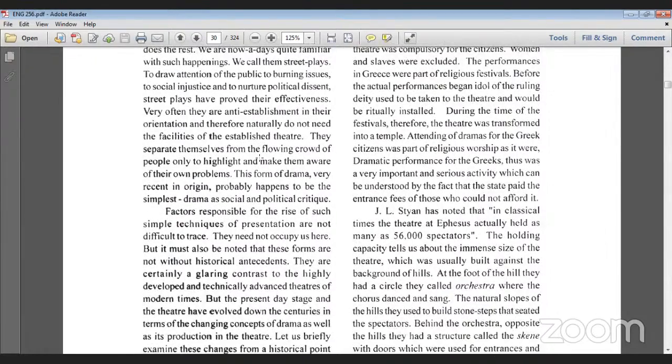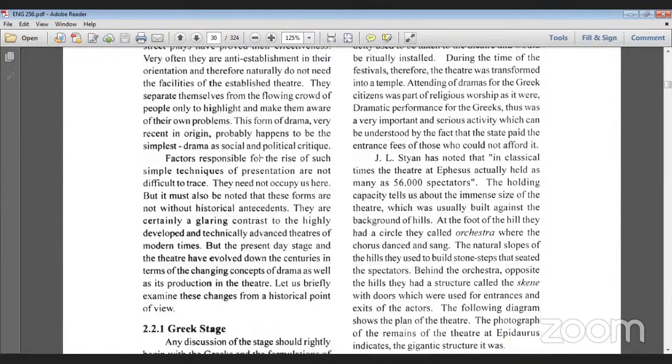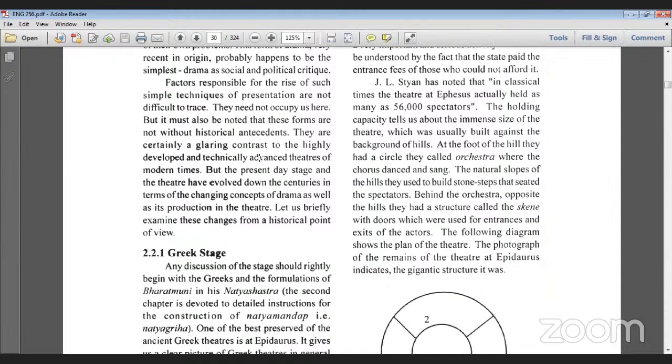J.S. Stalin has noted that in classical times, the theater at first actually held as many as 56 spectators. The holding capacity tells us about the massive size of the theater, which was usually built against the background of hills. At the foot of the hill there was a circle, the orchestra, where the chorus danced and sang. On the natural slopes of the hills they built steps that seated the spectators. Behind the orchestra, opposite the hill, they had a structure called the skene, with doors used for the entrance and exit of the actors.